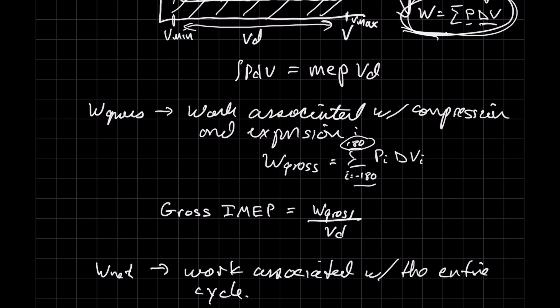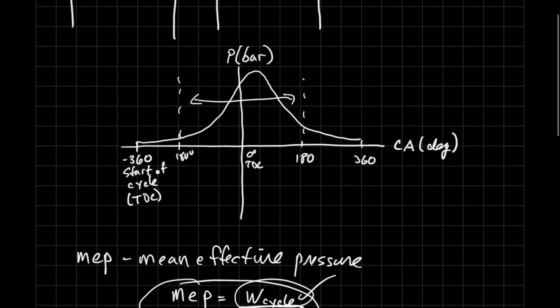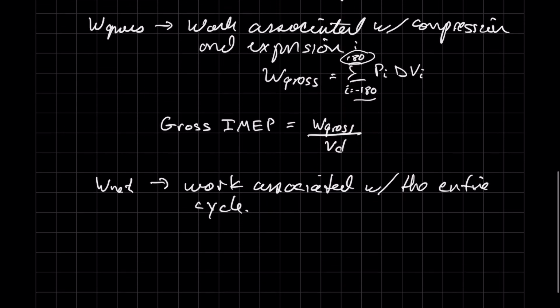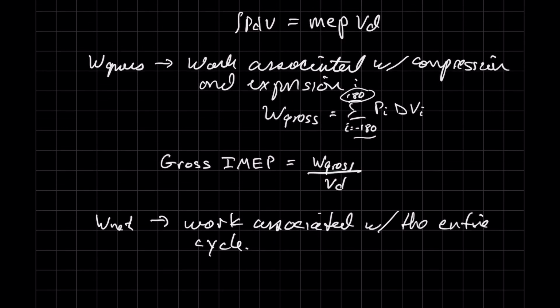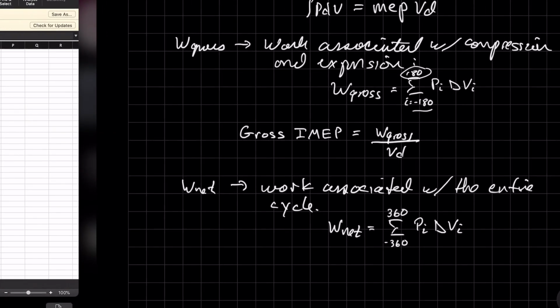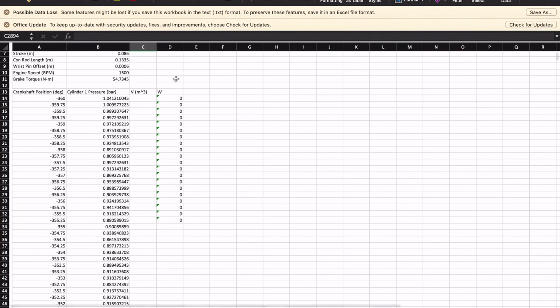Okay, and so that's going to be from minus 360 to 360. So it's going to include the intake, compression, expansion, and exhaust strokes. Okay, so if we use our handy equation here, we can say that the net work is equal to the sum from minus 360 to 360 of p times the change in volume. Okay? So this is by far the most difficult part of this particular problem on this assignment. And once you have that mastered, you're pretty much good to go, right?